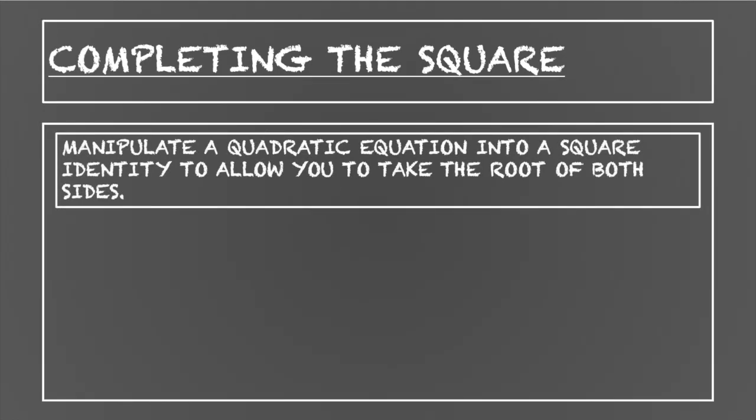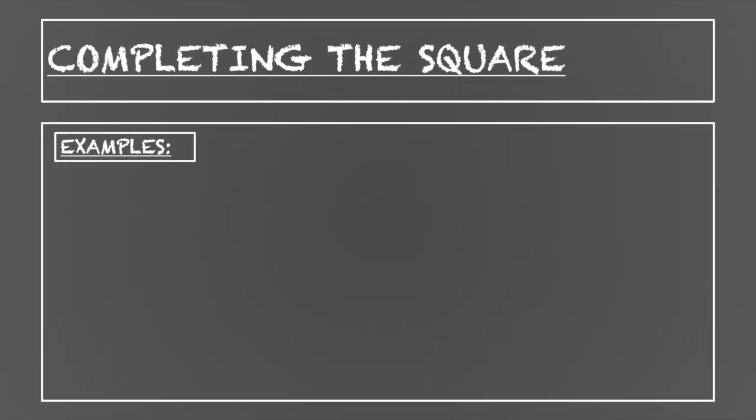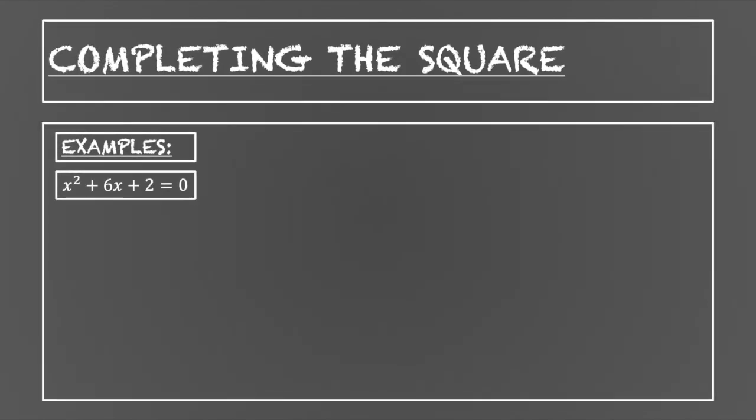The method of completing the square is similar to what the name suggests. You are to manipulate a quadratic equation into a square identity to allow you to take the root of both sides. Let's demonstrate how that works. Take the equation x squared plus 6x plus 2 equals 0.